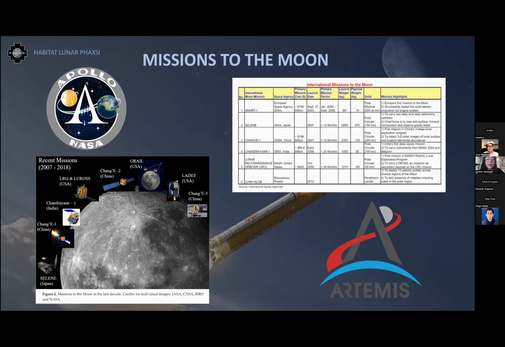First, we begin by talking about the missions to the Moon. As many of us know, Artemis is a program focused on bringing humanity back to the natural satellite. This last century, there were many missions from various space agencies, as we can see some of them.